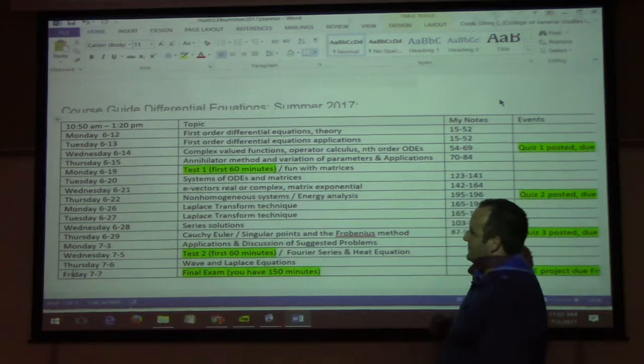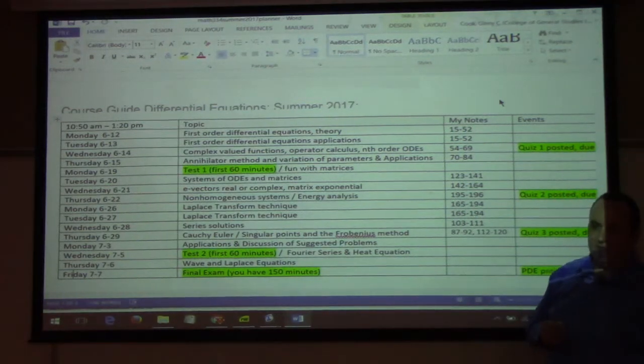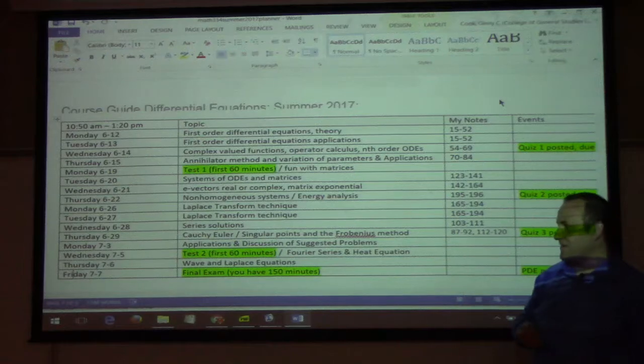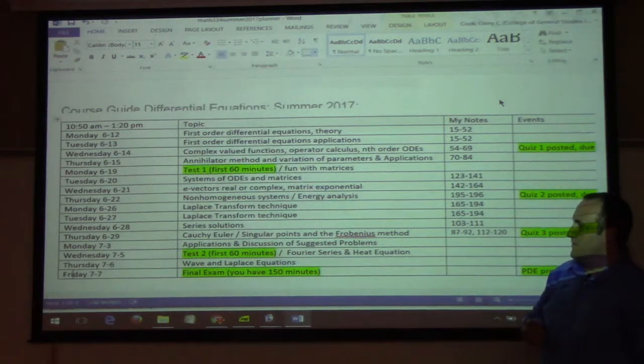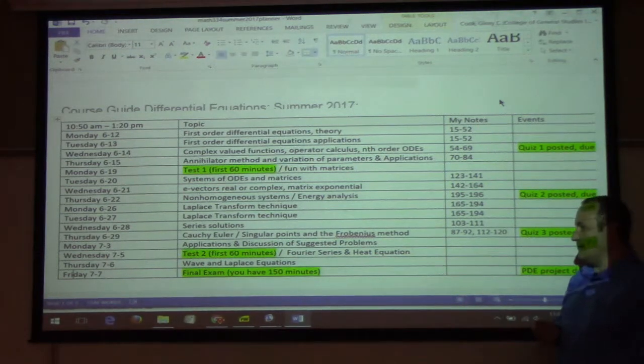Likelihood of that being on the test is pretty slight. I mean, to me, it's not a very interesting test question. We haven't done a lot of them. There's plenty for me to test before I get to the non-homogeneous problem.